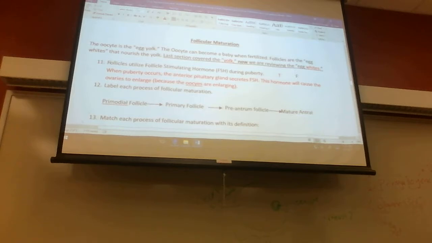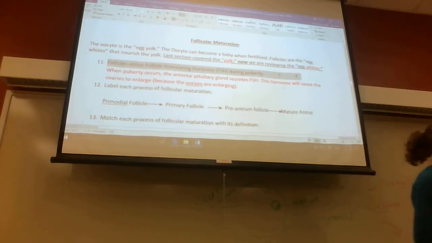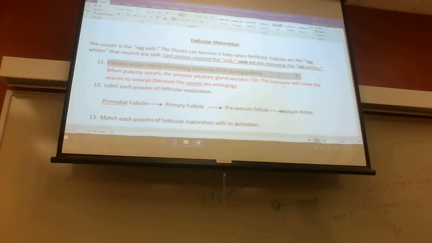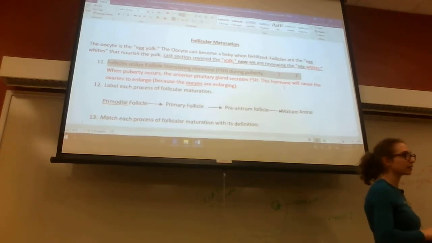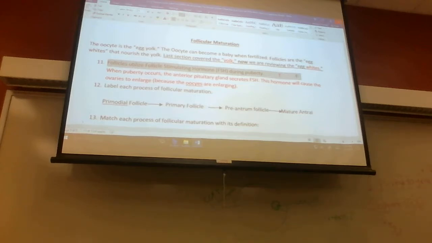So the follicles utilize follicle-stimulating hormone during puberty. This is true, right? Because a follicle is a sex cell. So follicle-stimulating hormone stimulates the follicle. When puberty occurs, the anterior pituitary gland, and do I have a worksheet over this?